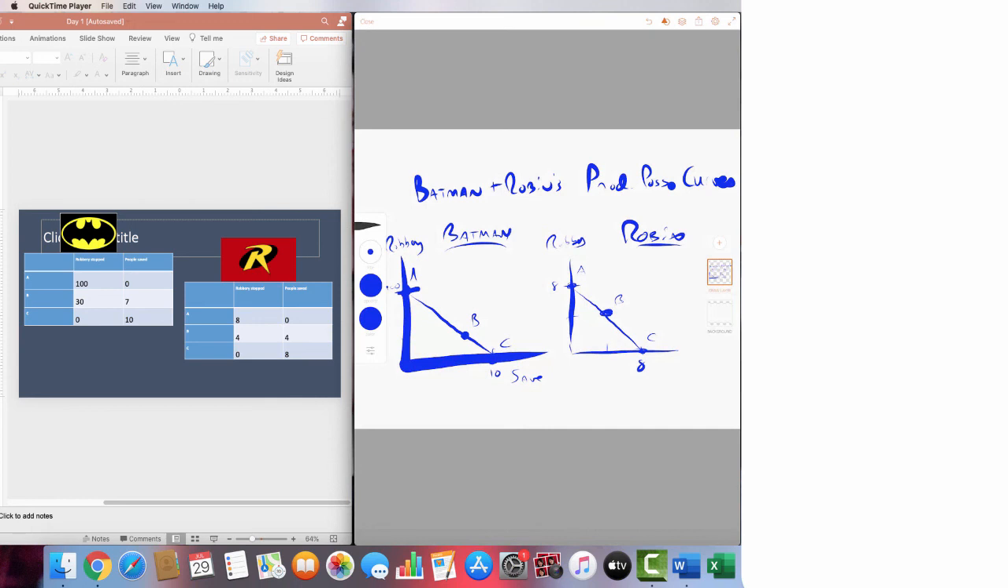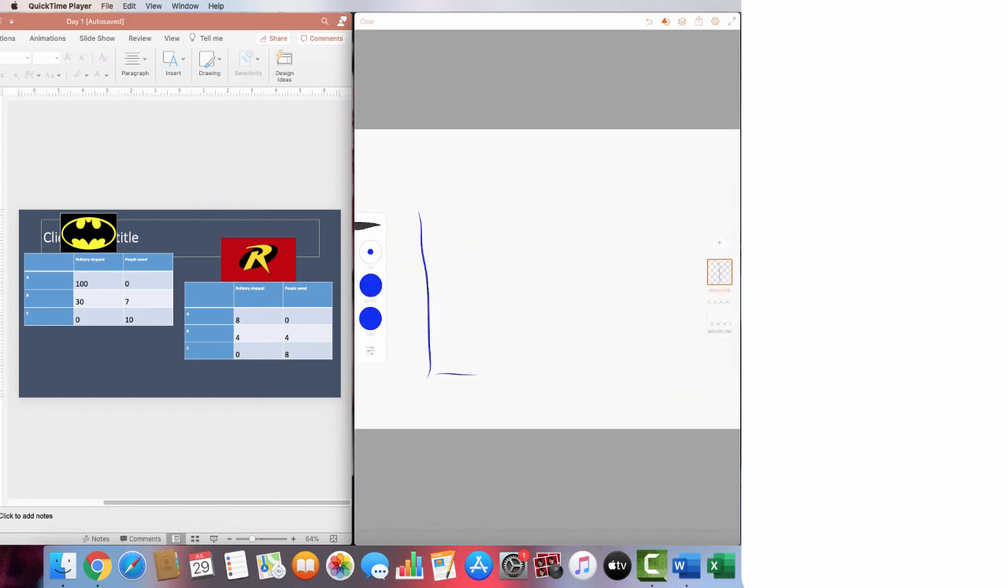If our heroes team up, what do we end up with? Well, we end up with a production possibilities curve that looks like this. Here's our robbery stopped. Here's our lives saved. Combined, point A would be 108. So what I've done is I've just taken Batman's robbery stopped at 100 plus Robin's at 8. People saved would be 18. I've taken Batman's 10 plus Robin's 8. And if that's all they did, that's what they would get.